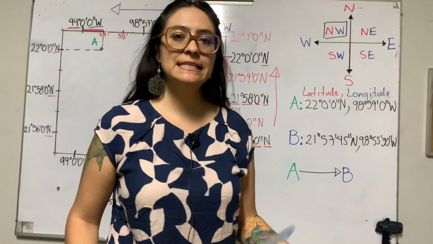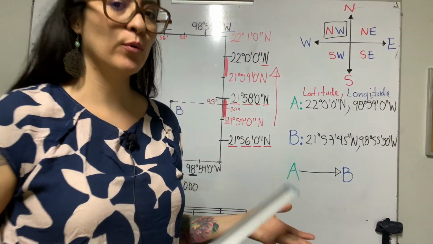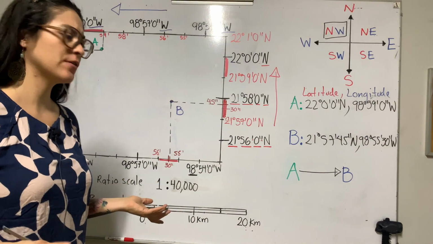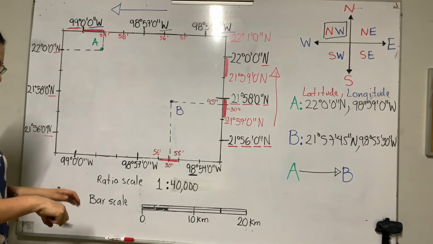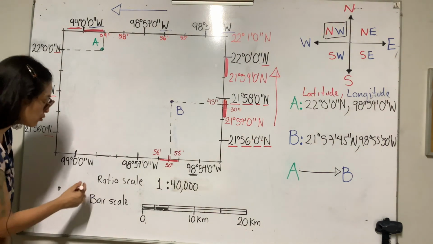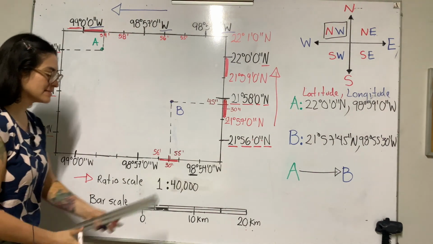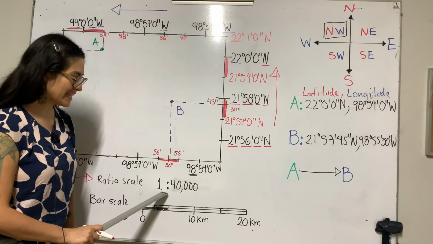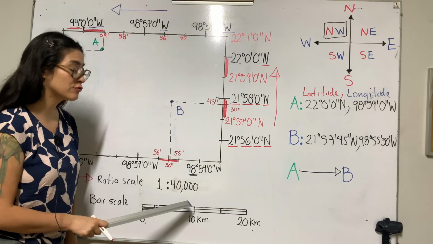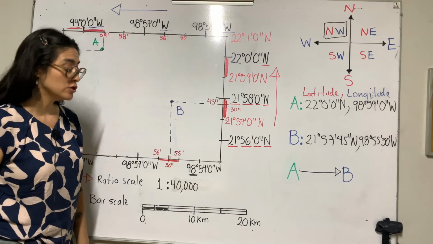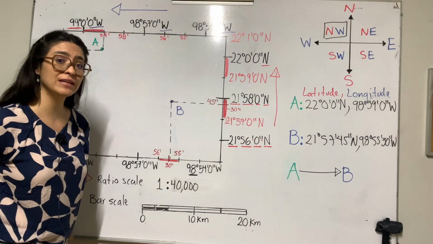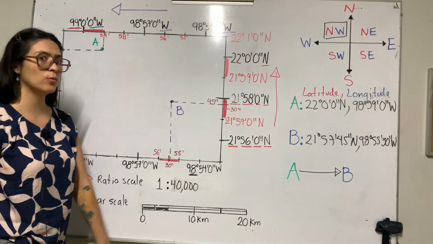To calculate the distance between point A and point B, we can use two methods. The first method is what we know as the ratio scale. The ratio scale is a proportional scale. That means that the first number represents the map, and the second number represents reality. It is represented without units because we can put the units that we want.